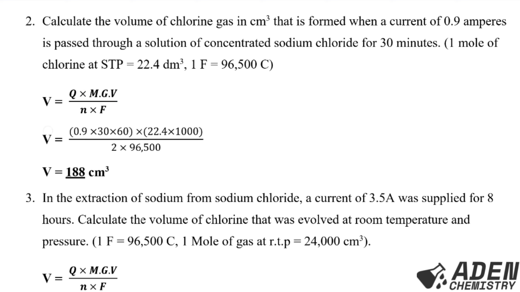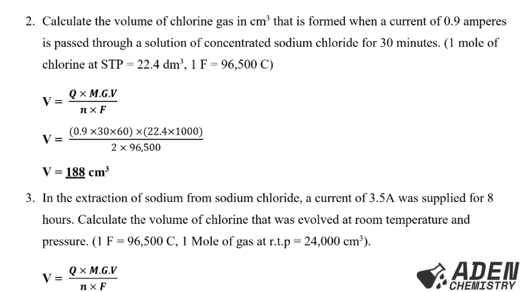So V will be equal to 0.9, that's the current, multiplied by time. The time here is 30 minutes, but you have to multiply by 60 to convert it into seconds. So the first bracket we are writing is Q. Next, multiplied by the molar gas volume. The molar gas volume given here is 22.4 decimeter cube, but we are told to give the volume in centimeter cube, so we multiply it by 1000 there, divided by n.